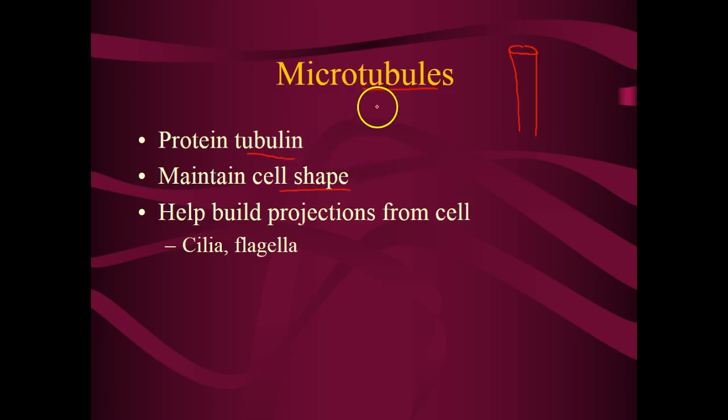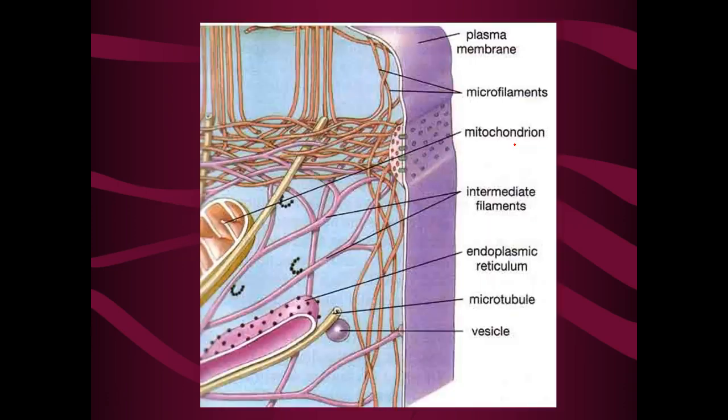These are the proteins that are going to help build projections from the cell, and that's when we start getting into the cilia and flagella. And so you need, again, the strongest, largest proteins to help move the cell or move things around the cell.